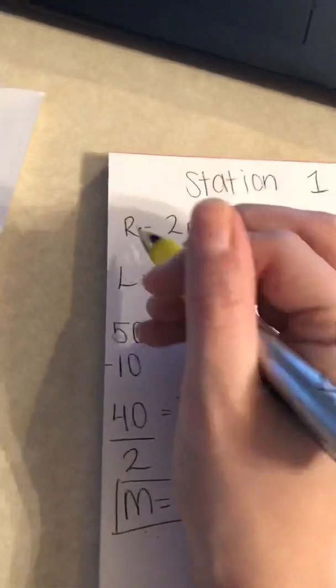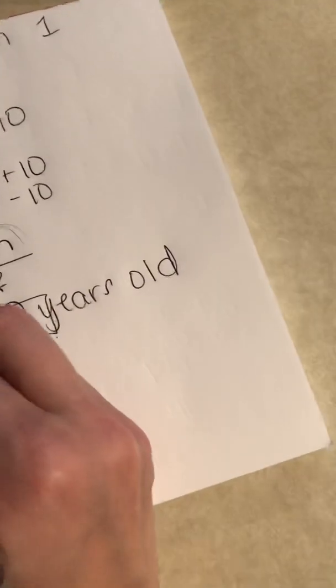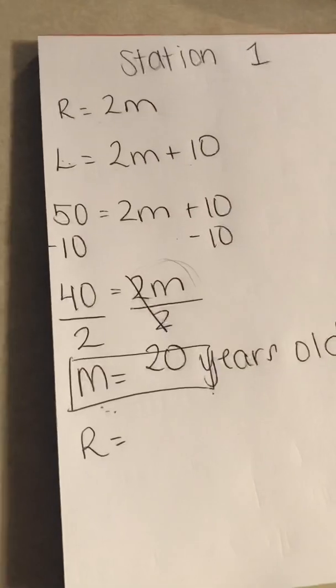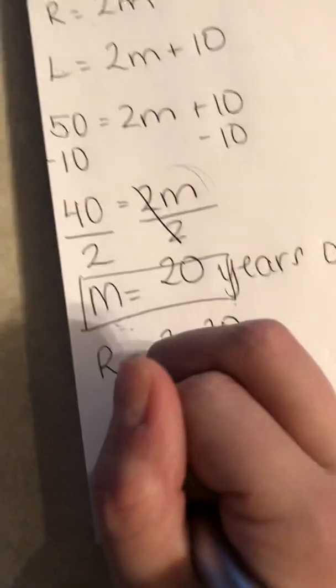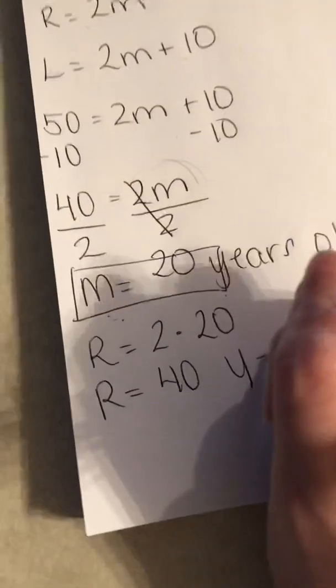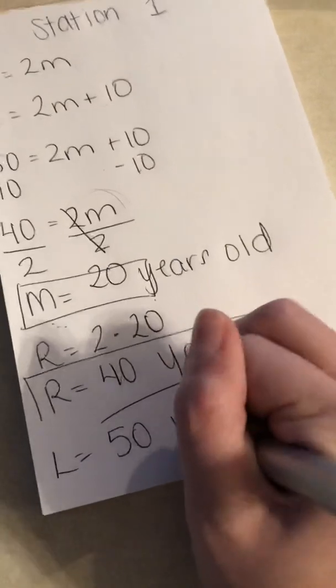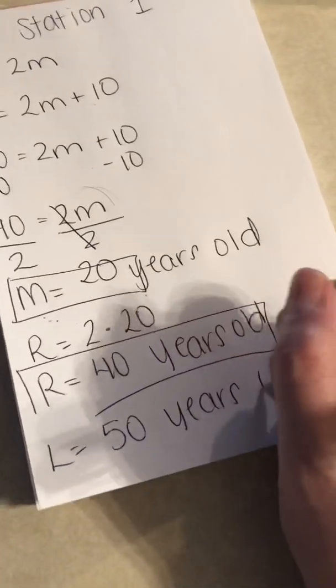Now we're going to try to find out how old Rihanna is. She is twice as old as Maddie. Rihanna is 40 years old. It also already told us that Laura is 50 years old.